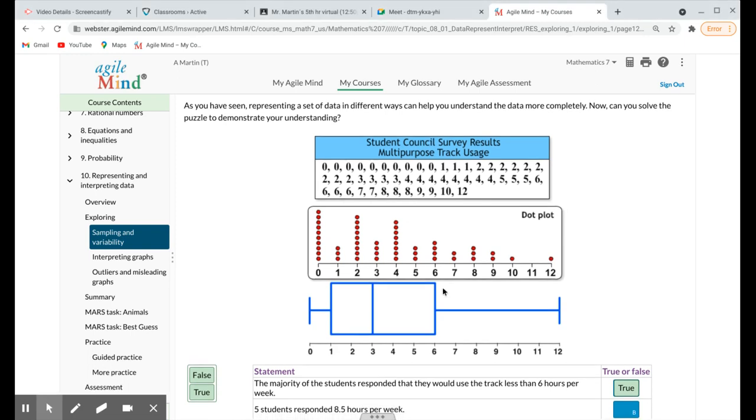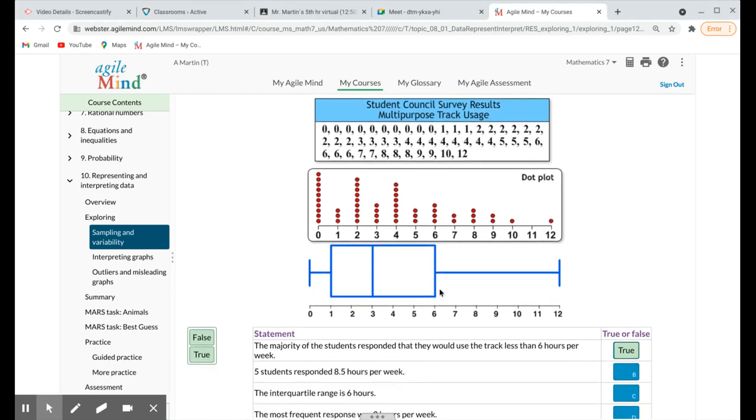Khalees, it says that 5 students responded 8.5 hours per week. Do you see that anywhere in that data, Khalees? That 5 students responded that they wanted to be out there for 8.5 hours per week? No. I don't either, so I think that's false.